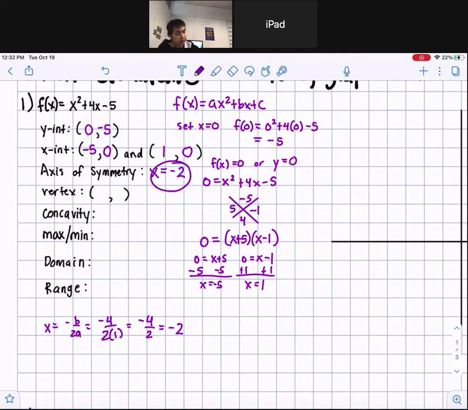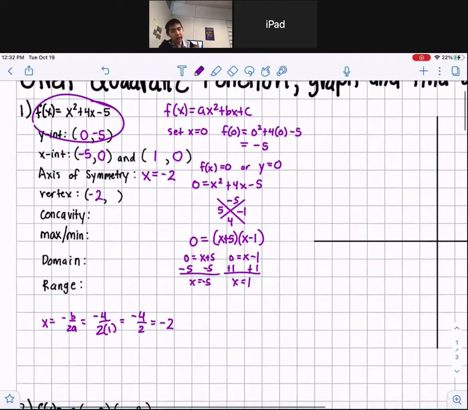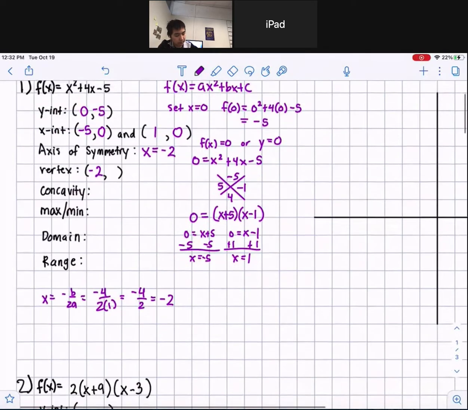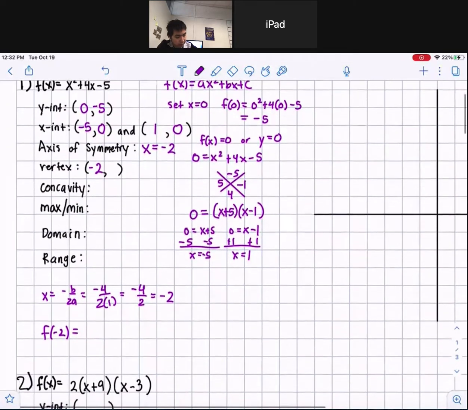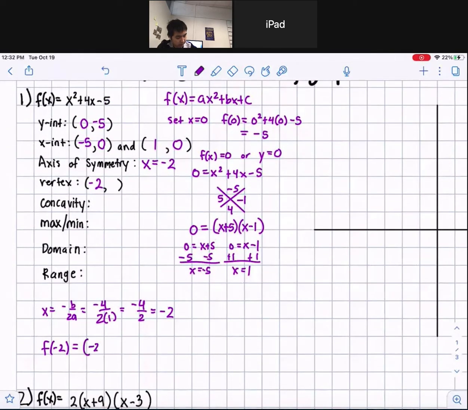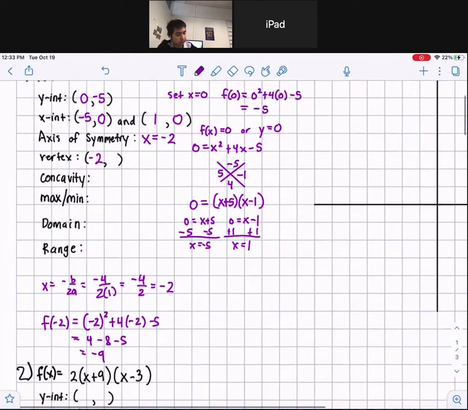Now, the axis of symmetry is also the x coordinate of the vertex. To find your y value, just plug -2 into the original. So f of -2 equals, everywhere you see an x, it is now -2. And you solve. -2 squared is 4. 4 times -2 is -8, minus 5, which is -9. That's -9.